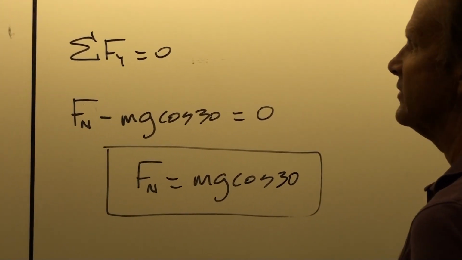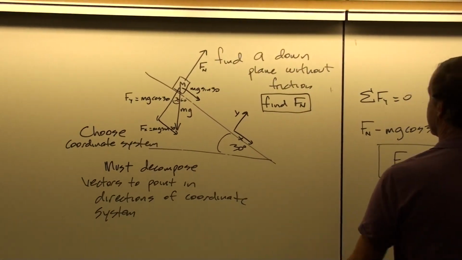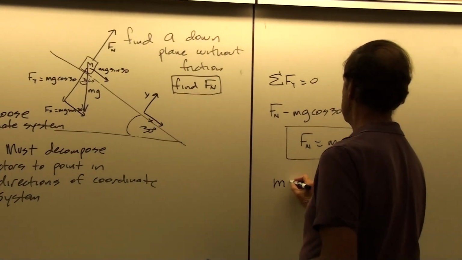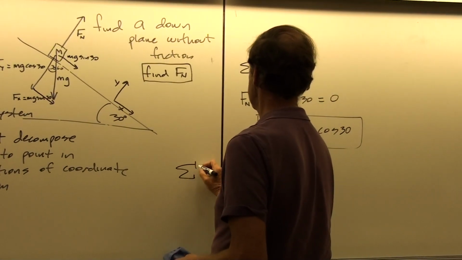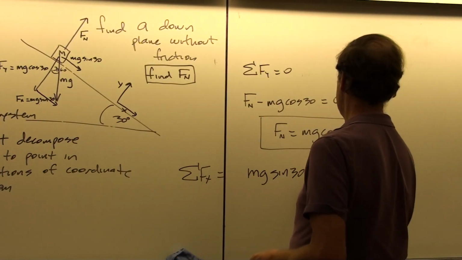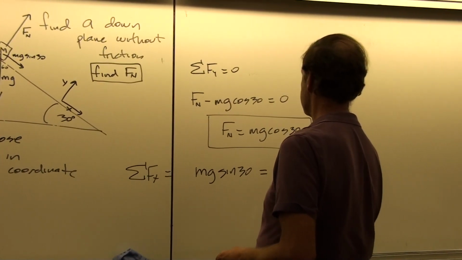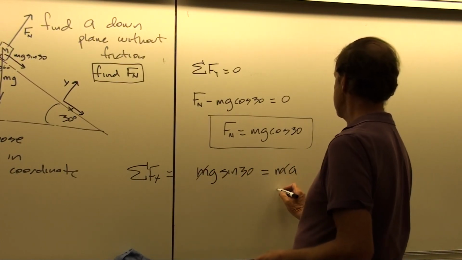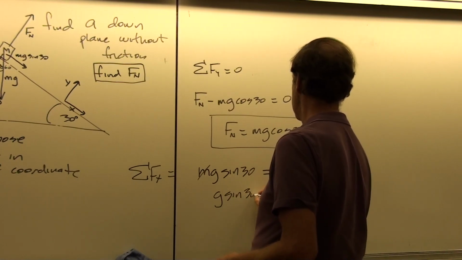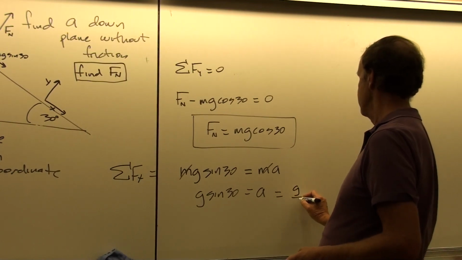All right, so that gives us the normal force. That's part of what we're asking for here, but the main thing we were asking for was acceleration down the plane. So here we can write the sum of the x forces: mg sine 30, and then there's nothing else because there's no friction in this problem, equals ma. Canceling out the masses, that gives us a equals g sine theta in general, or in this case g sine 30, which should just be equal to g over 2.